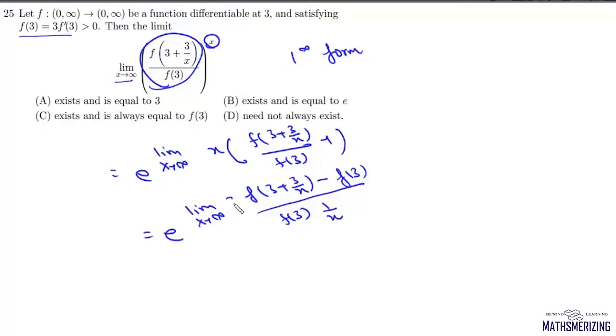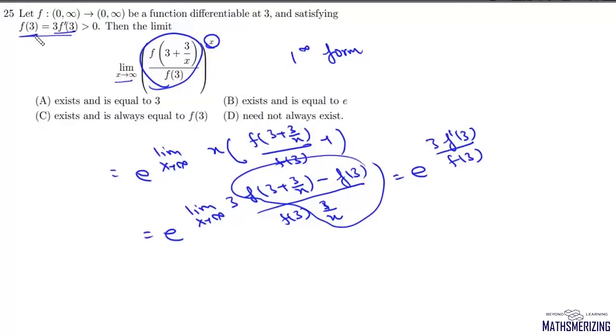Now what we will also do is multiply by 3 and divide by 3. Now this is nothing but (f(a + h) minus f(a)) upon h, and that is nothing but the derivative of this function at a. So we can write this as e to the power 3 into f'(3) by f(3). Now in the question it says 3 into f'(3) by f(3) is 1. So this value is equal to e to the power 1, which is e. So this limit exists and is equal to e, and that's your option B.